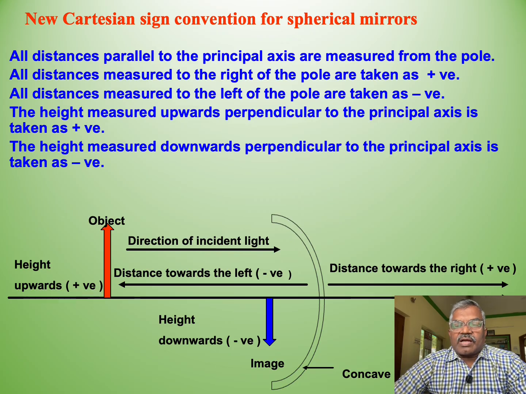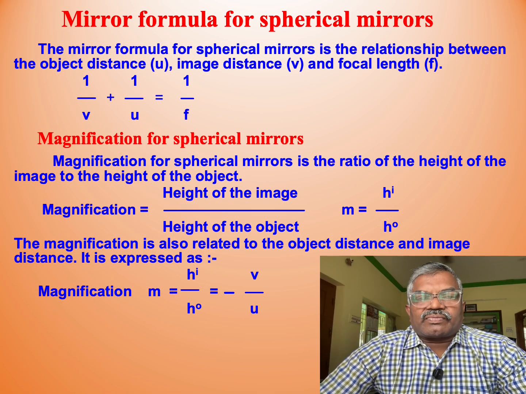Now, applications of the concave mirror. Suppose you are going to apply the Cartesian sign convention to the concave mirror. A concave mirror has a negative focal length because its focus lies to the left of the pole. A convex mirror has a positive focal length because its focus lies to the right of the pole.